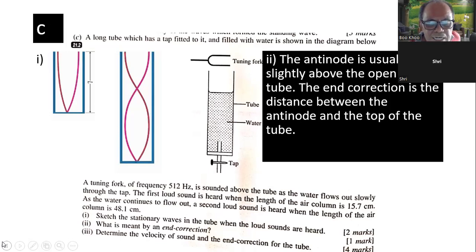Determine the velocity of sound and the end correction of the tube. What should I do? Basically, just do that. Let this one go slightly above. Let the end correction be E or A, whatever you like. What's the first formula to write?